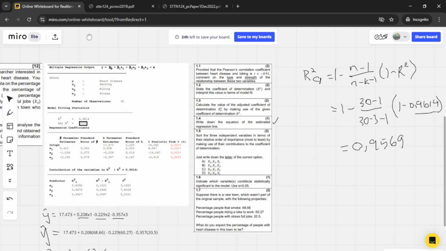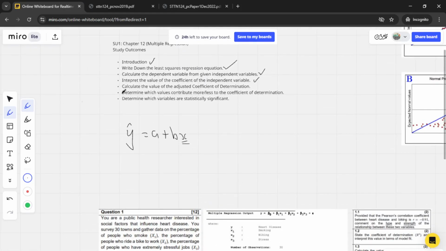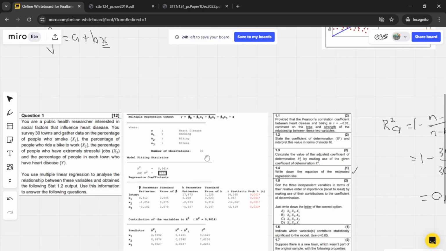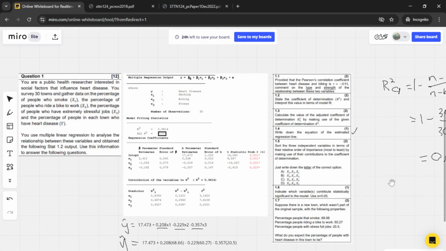All right, on to the next. We're almost done. Determine which values contribute more or less to the coefficient of determination. Okay, so this part of the question, they will say which variable contributes the most or which variable contributes the least to r squared. So for that, you're going to focus here.